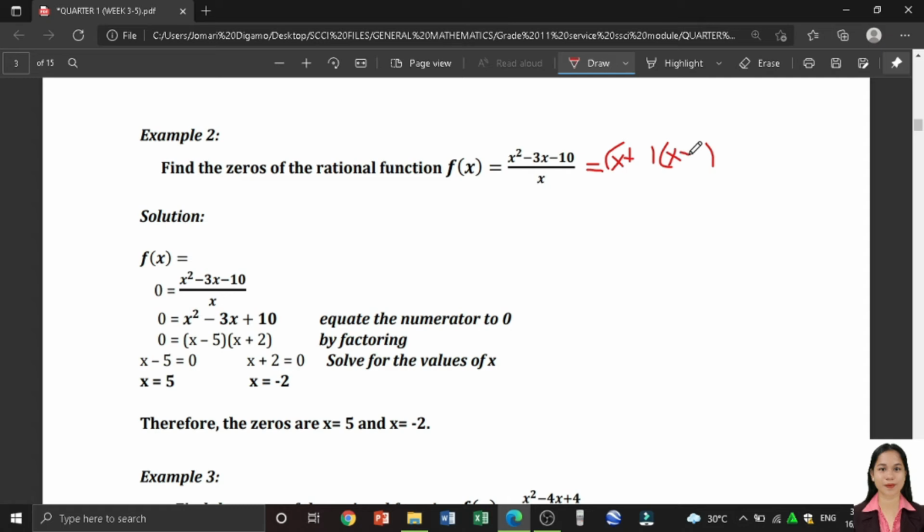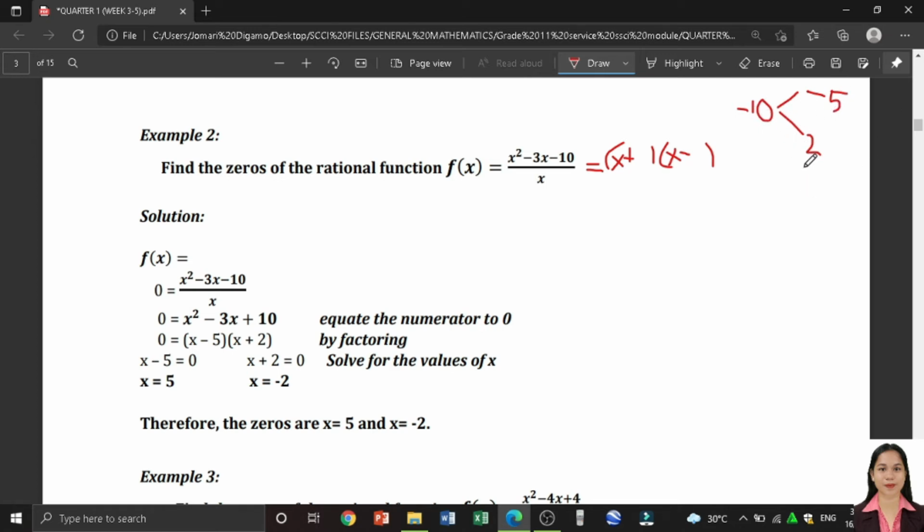Okay. Now, let us find all the factors of negative 10 that will, if you are going to multiply that, the answer is the last term. And if you are going to add that, the answer is the middle term. So we have here negative 10. Since our last term is negative 10, so let us look for the factors of negative 10 that when you multiply, the answer is negative 10. So we have negative 5. So say for instance, we have negative 5 and positive 2. Okay. So tingnan natin. Negative 5 times positive 2 is we have negative 10.